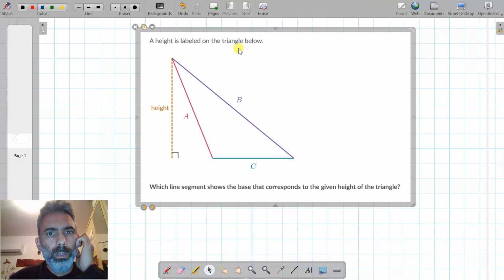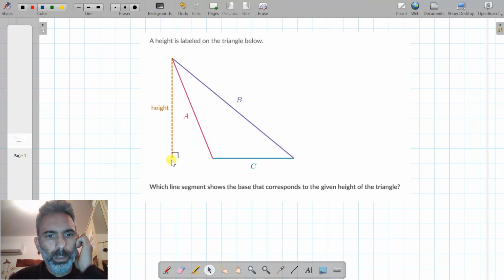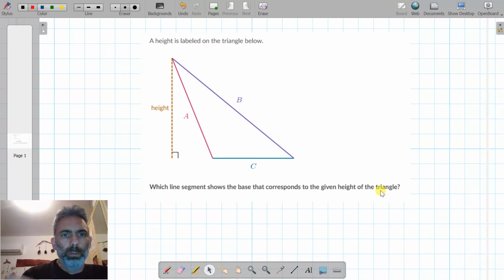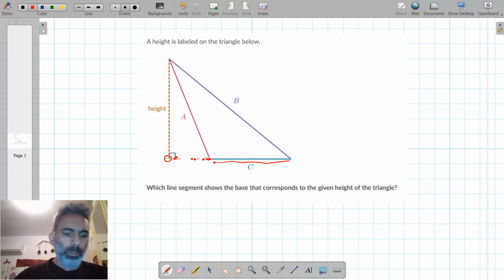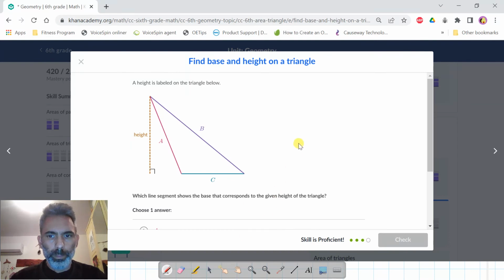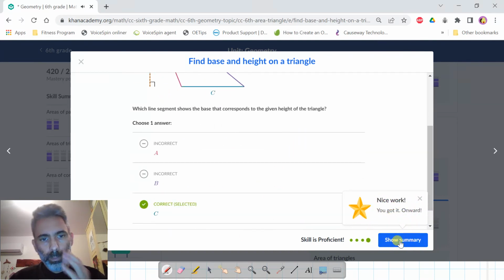The height is labeled on the triangle below. Okay, so this is the height. It goes from the base of the triangle up to the highest point of the triangle. Which line segment shows the base that corresponds to the given height of the triangle? Okay, so this is the height, this is the base. C is the base, because we see that the height goes from the same level of this line segment here, which is C. So this is the base. Okay, good.